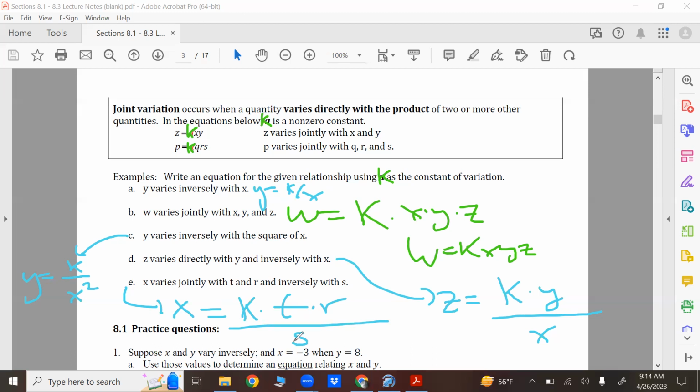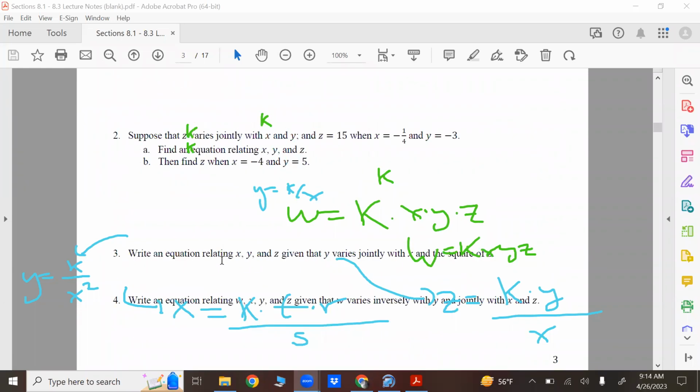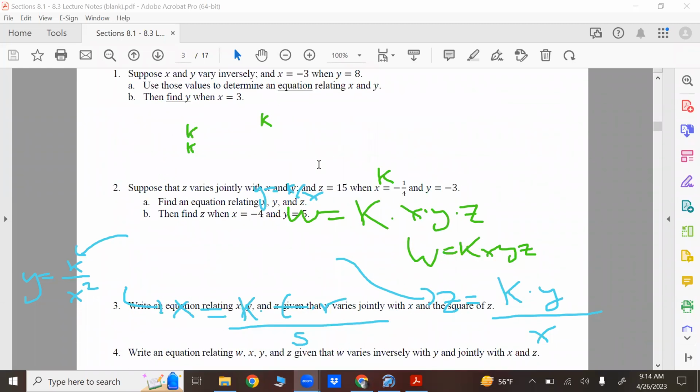Let's do a handful of practice questions, and then we'll do the class workout. I'm not going to do all these because I have other stuff to have you work on, but let's look at these 4 here.